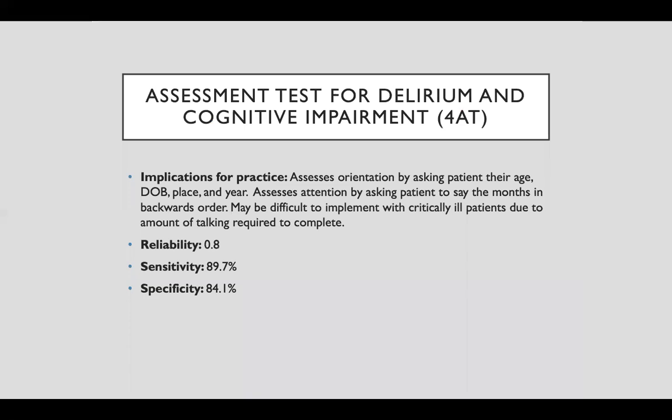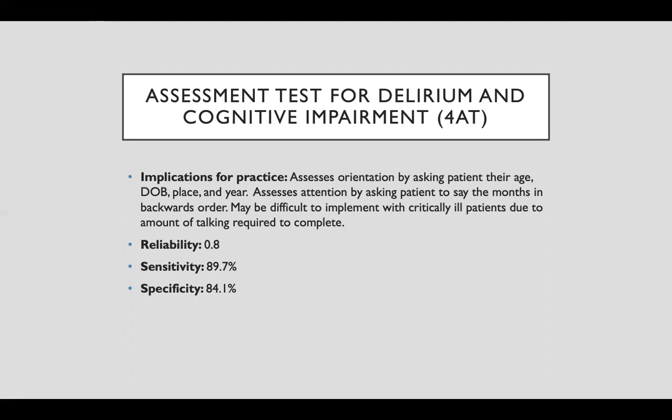The next is the 4AT assessment test for delirium and cognitive impairment. And this tool utilizes 4 items based on the DSM-4 criteria for delirium. It assesses alertness, orientation, attention, and acute fluctuating mental course. It can be quickly administered to a mixed population, again, not specific to one diagnosis, in about 2 to 3 minutes, and this can be done by anybody. A score of 4 or above determines possible delirium with or without cognitive impairment.